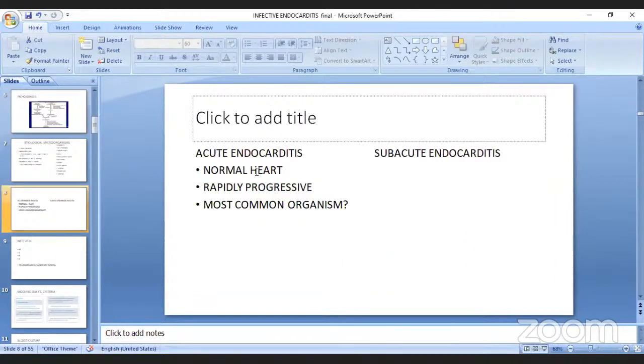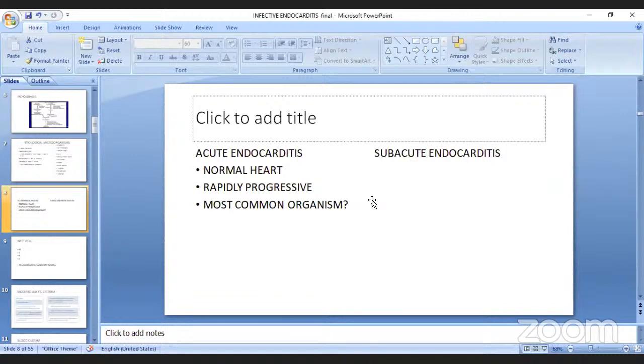In acute endocarditis, the heart is normal. It affects a normal heart and is very rapidly progressive, and that is why acute endocarditis is known as a very fatal condition. And what is the most common organism? It is Staphylococcus aureus. You cannot forget it. It is staph.